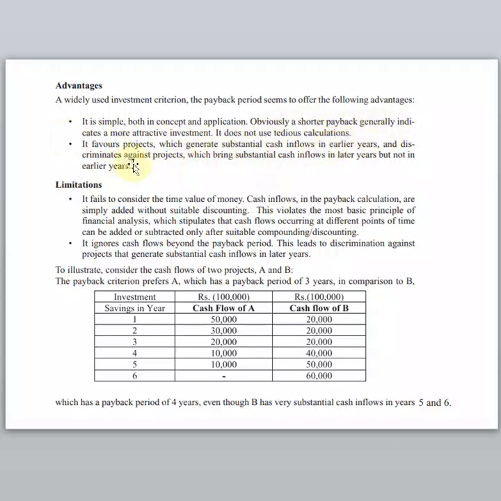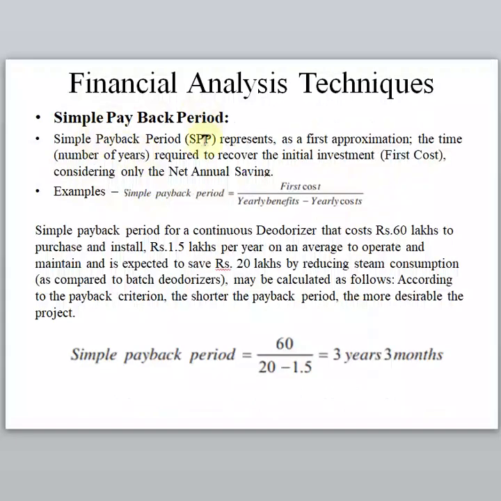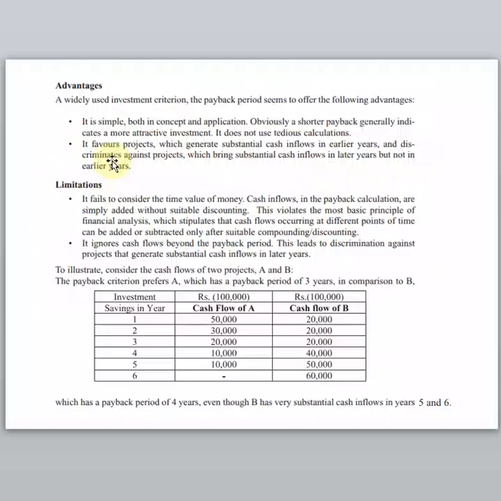Also, it favors projects which generate substantial cash inflows in earlier years, and discriminates against projects which bring substantial cash inflows in the later years but not in the earlier years. As I said earlier, this simple payback period is mostly concerned with the substantial cash inflows that we are going to see here. This is explained in this table. So let's see some limitations.